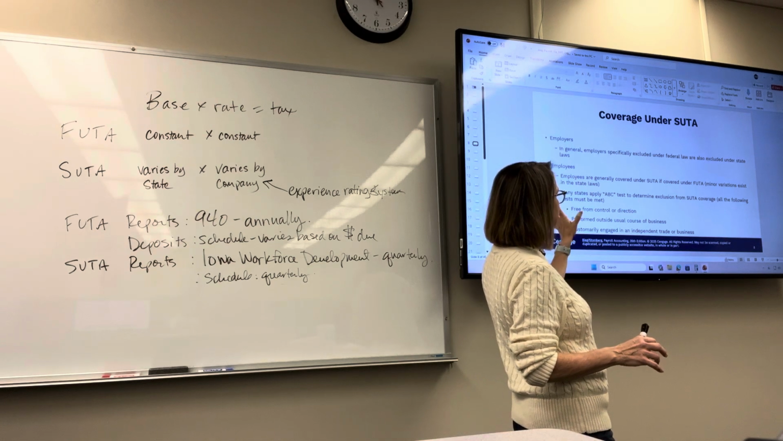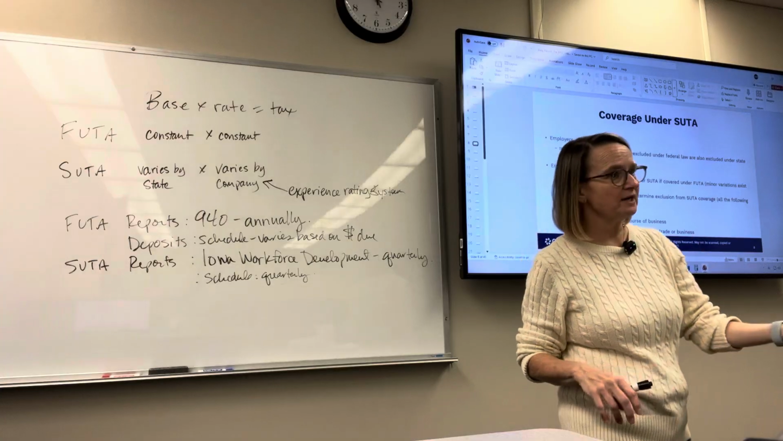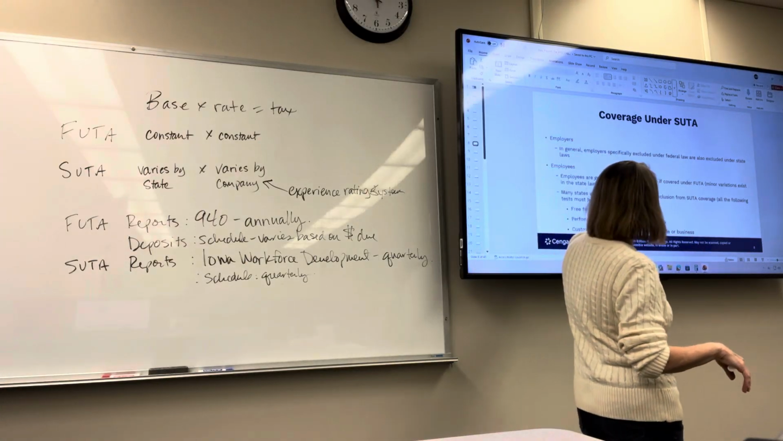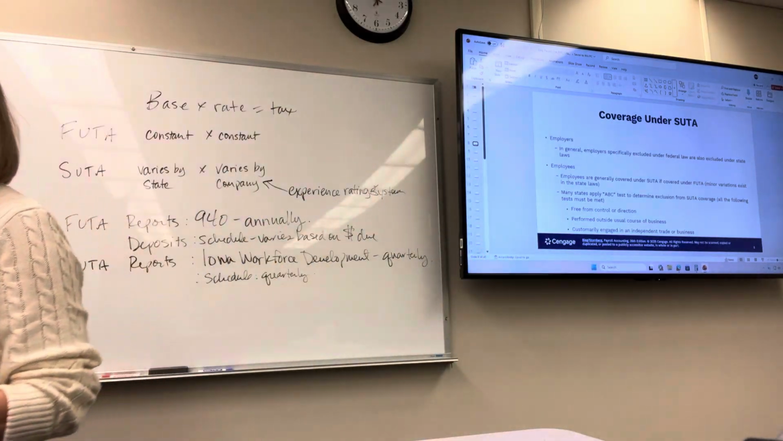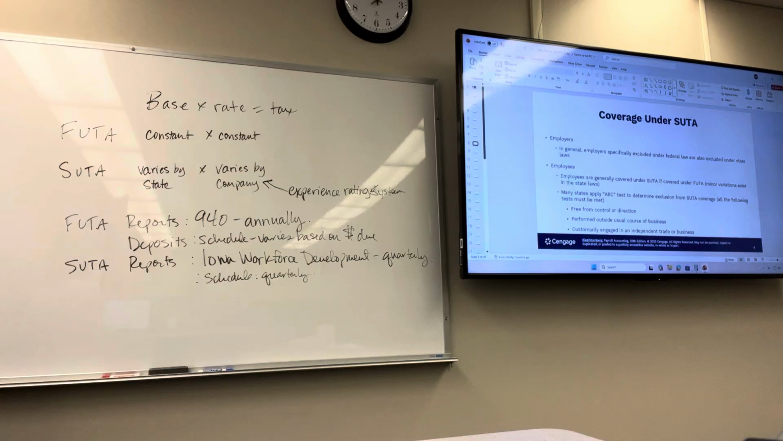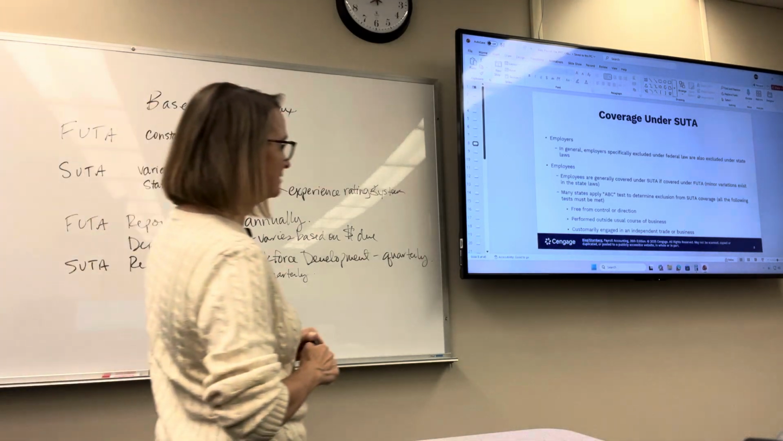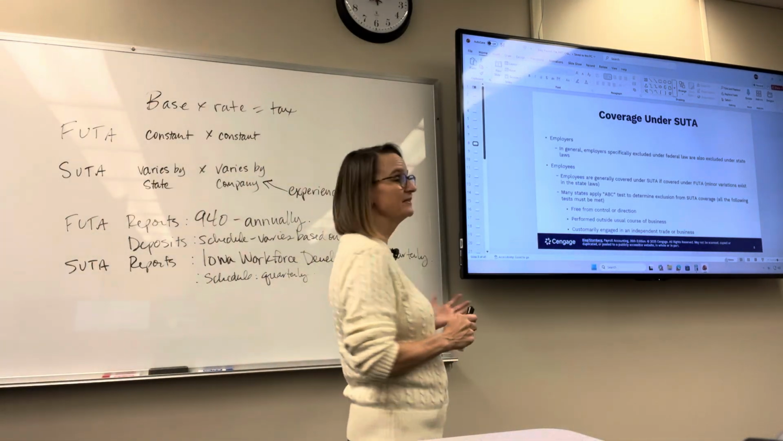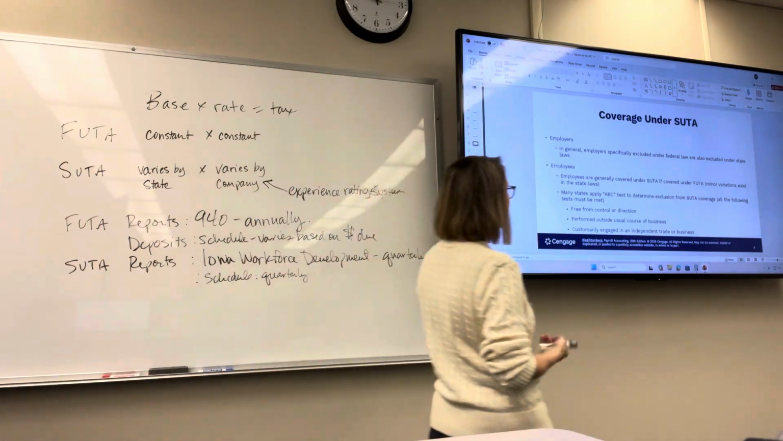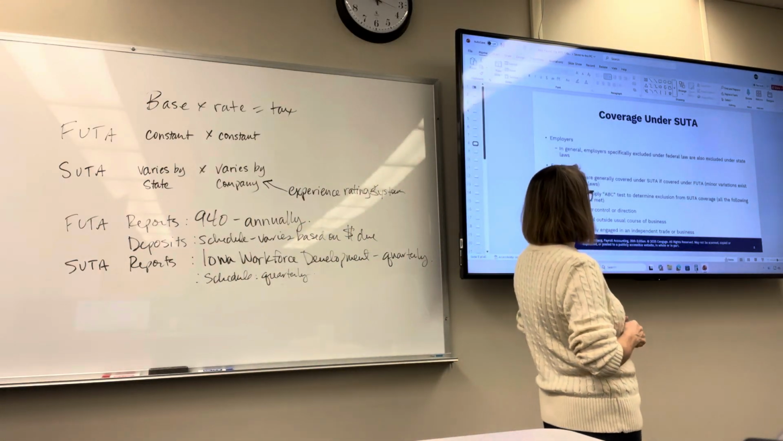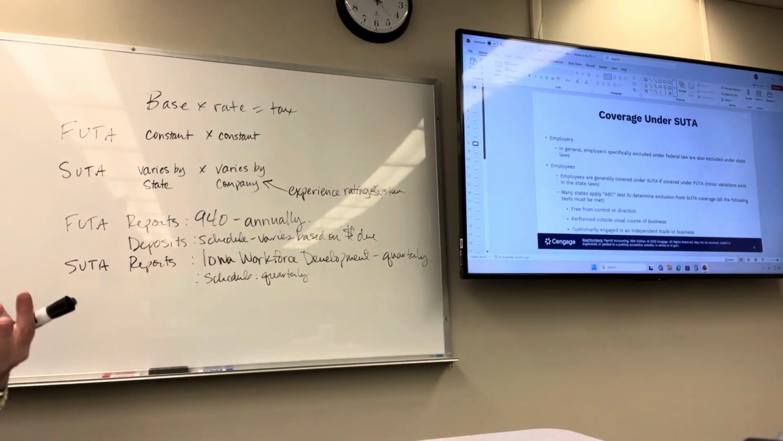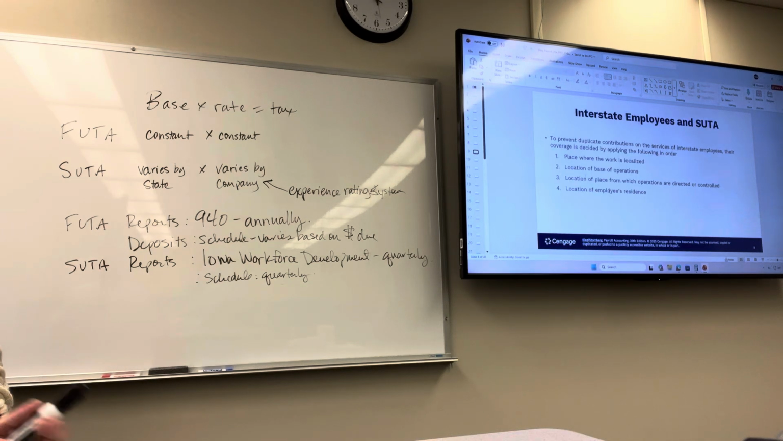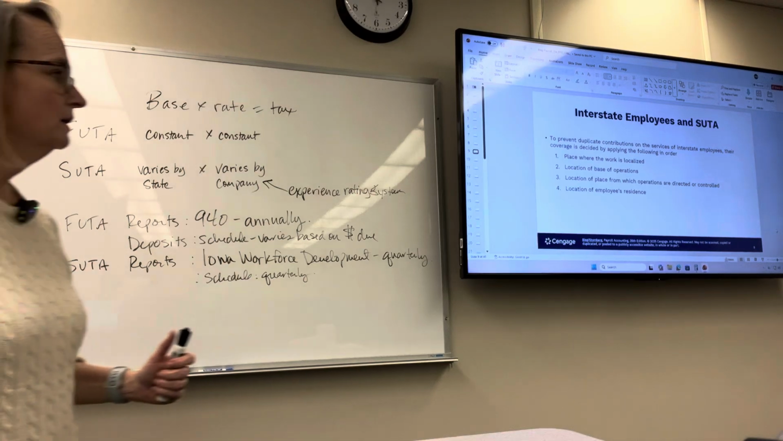To determine exclusion from SUTA coverage: if the employee is free from control or direction, again, they would most likely be considered an independent contractor. If the duties are performed outside of the usual course of business, then they might be considered an independent contractor. In that case, they wouldn't be considered an employee. And individuals who are customarily engaged in an independent trade or business, they're sole proprietors or they've got their own business, are not covered under SUTA or under FUTA. Okay.